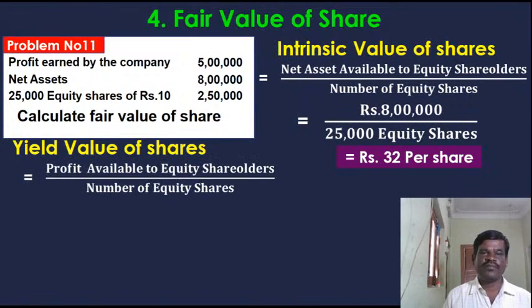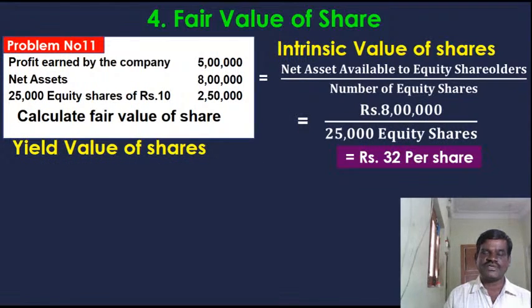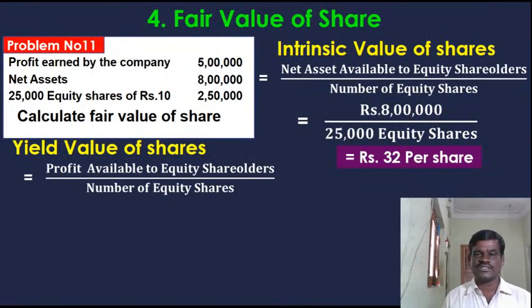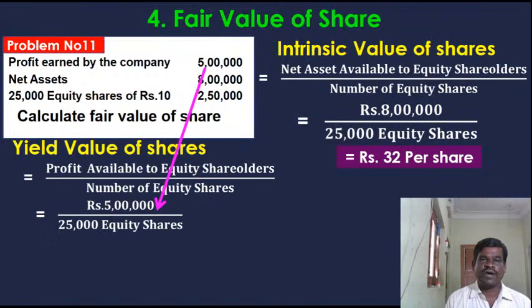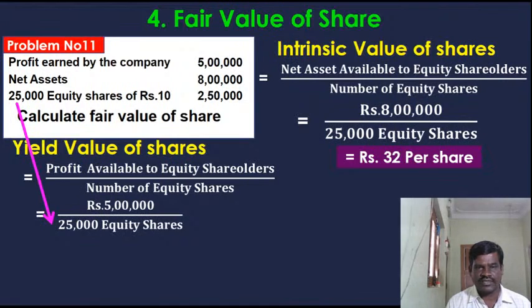Now how to calculate the yield value of a share? The formula is profit available to equity shareholders divided by the number of equity shares. Profit available to equity shareholders given in the problem is 5 lakh, divided by 25,000 equity shares.